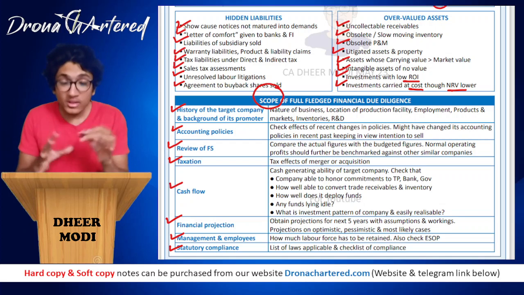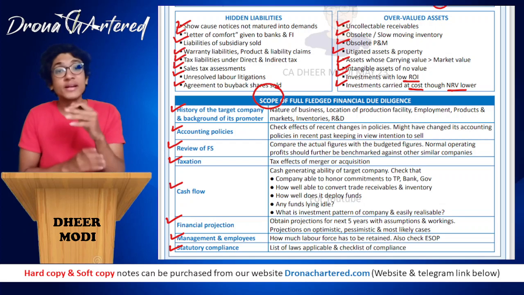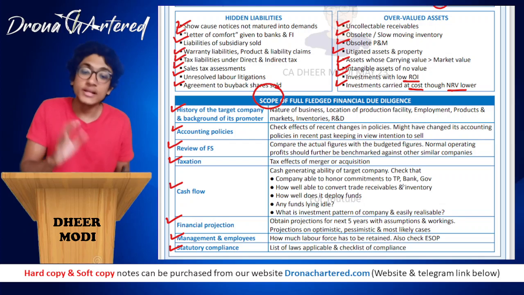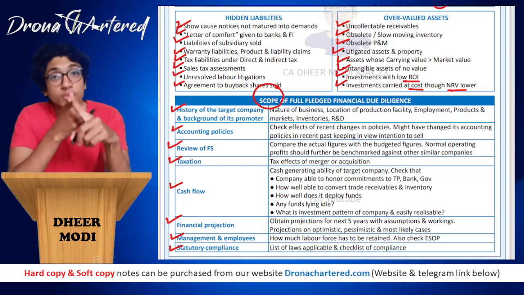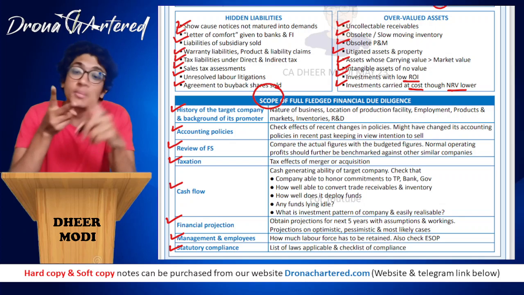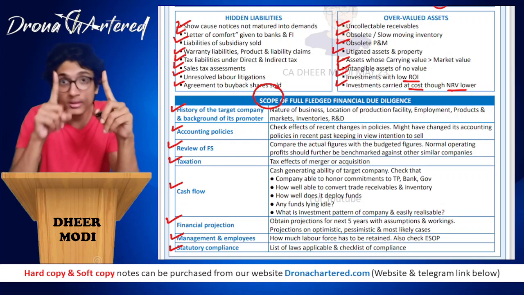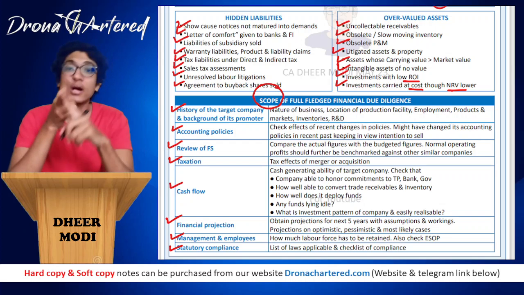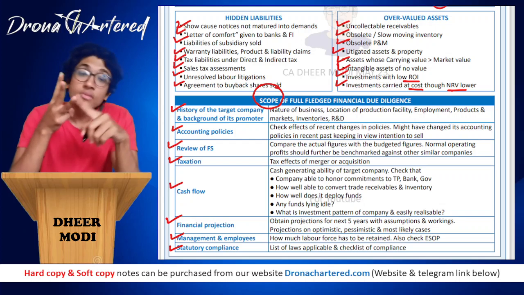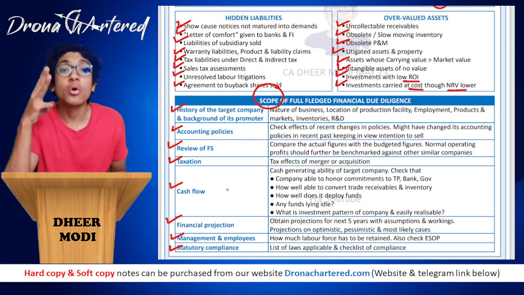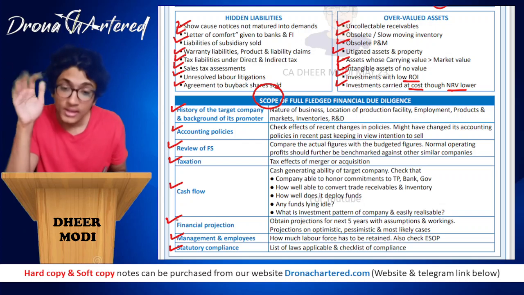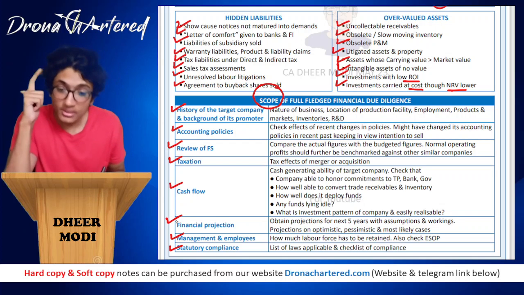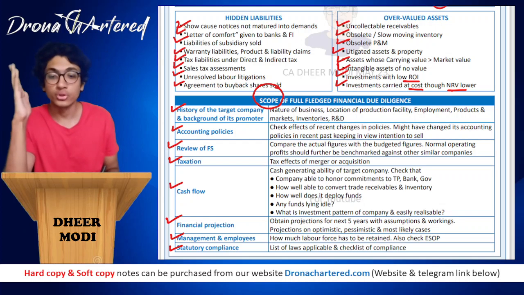Okay, so pause the video, remember it right now. Read these points that are written in black and then move forward. So first was your history of the target company and the background of its promoter. This is one point. Next was your accounting policies. Now the third was your review of financial statements. Then we did taxation, then cash flows, then your financial projection, management and employees, and statutory compliance.